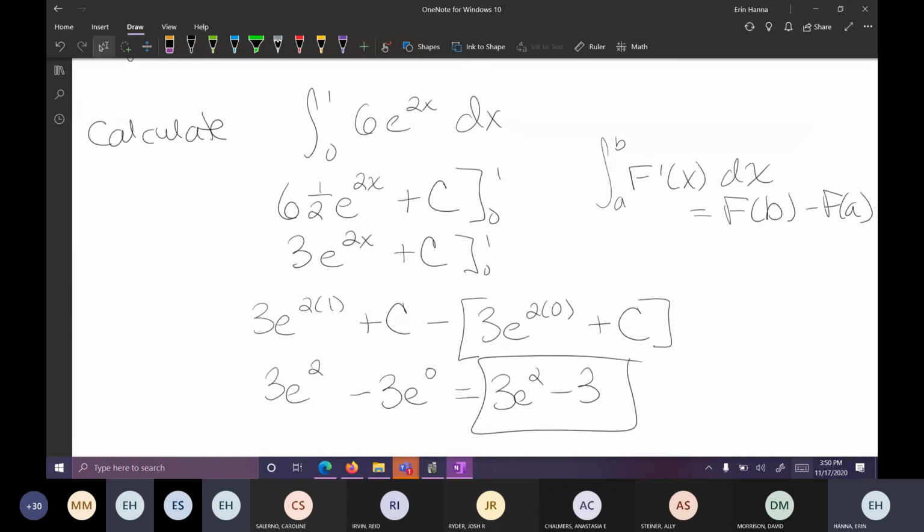So when it just says calculate, here's an integral, there's none of the hoopla that we were kind of just doing. It's find the antiderivative, plug in the bounds.